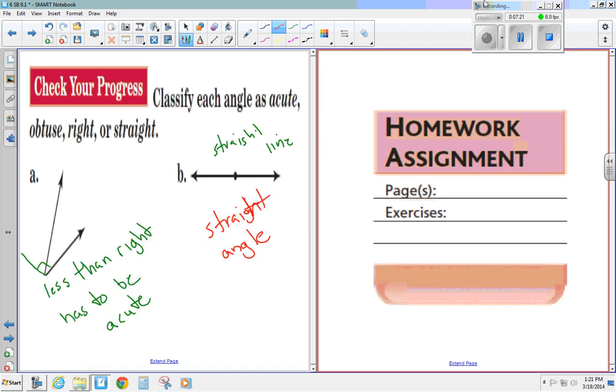All right, so that's it for your video. Remember that you do need to do your CYUs, which is on page 472, and it's exercises 1 through 4. All right, good luck.